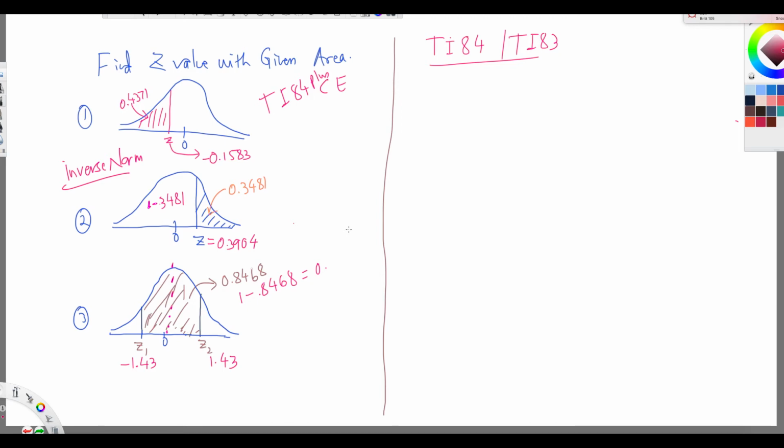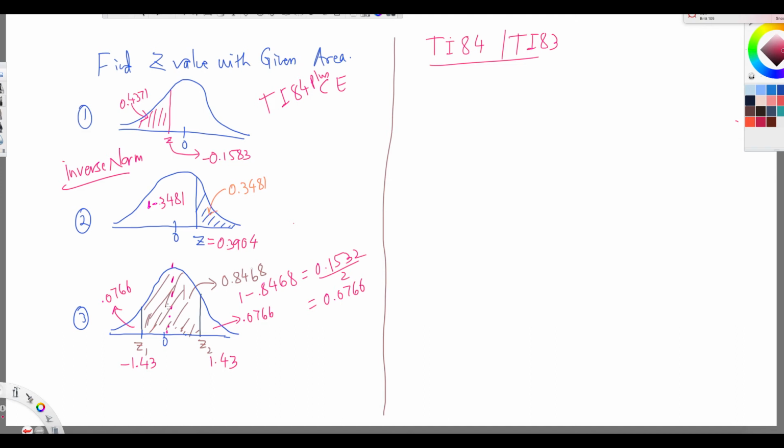If you subtract 0.8468 from 1, you will get 0.1532. That is the total area outside that shaded region, right? Now to find out the left piece, you need to divide that by 2. You get 0.0766. So this area is 0.0766, and this area is 0.0766. Now, to find out G1, you need the area left of G1, that is 0.0766. To find out G2, there are two ways you can find the left area, right?